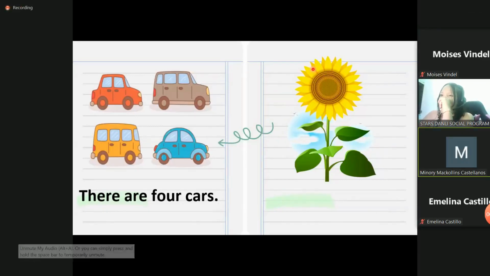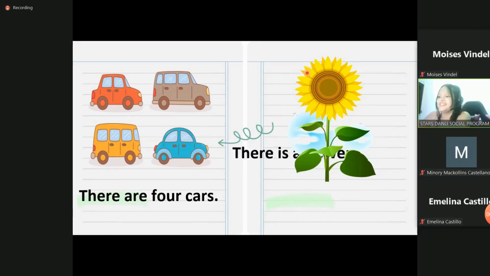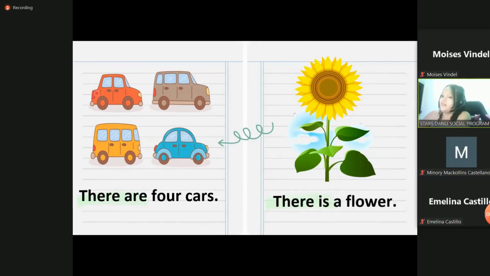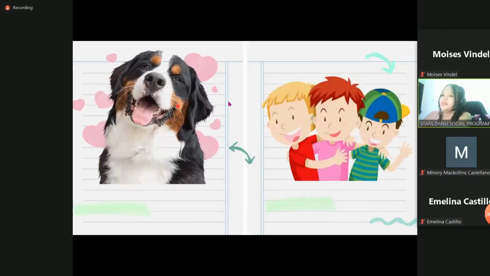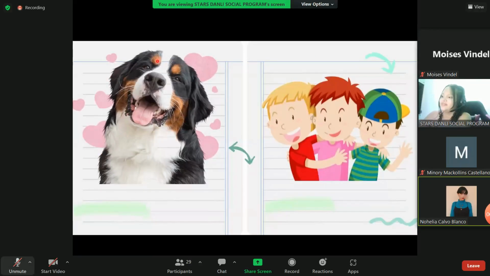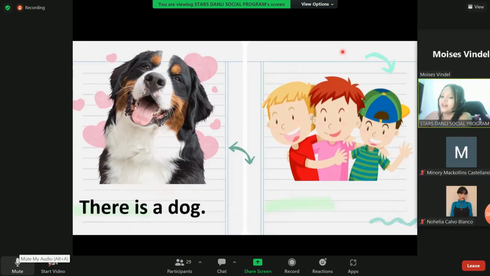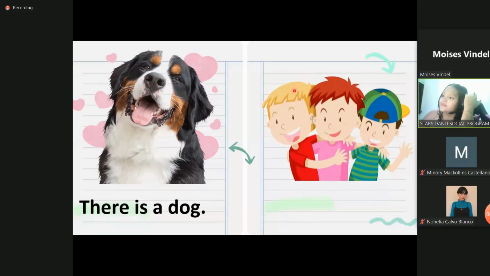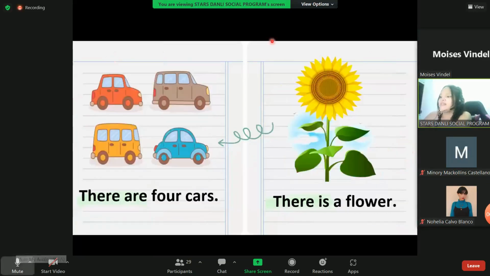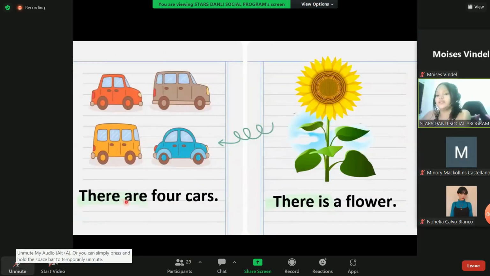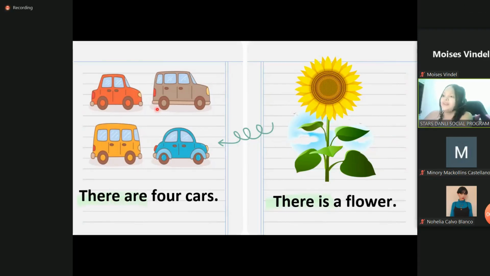There is a flower. Excellent. We say there is a flower, or we can say there is a sunflower. Now, what about the next one? There is a dog. Okay, there is a dog. And what about the last one? There are 3 boys. Excellent. Good job. We say there are 3 boys, right? There is a dog. There are 3 boys. In the previous one we said there is a flower or there's a sunflower. And we say there are 4 cars. Okay, excellent.